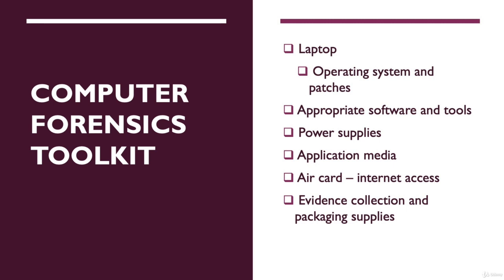So next you want to start beginning your computer forensics toolkit. So what would you include in this toolkit? First, you're going to need a laptop, as well as, of course, the necessary operating system, as well as the patches. You want to make sure that you have the appropriate software and tools, power supplies, application media, an air card so that you can have internet access, as well as evidence collection and packaging supplies.